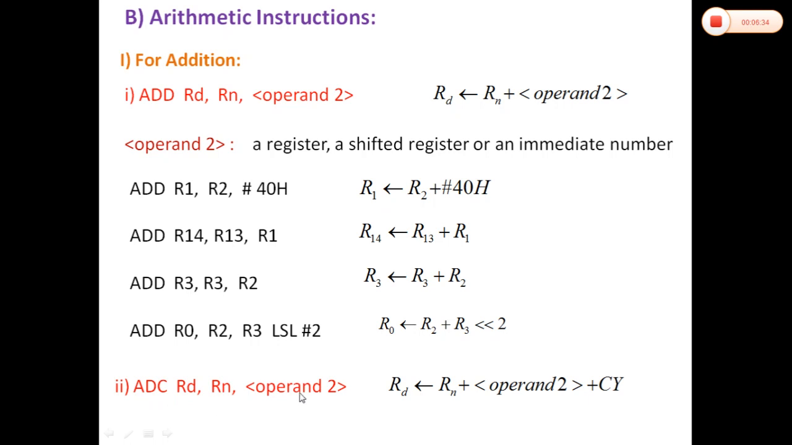Okay, the next instruction for addition is addition with carry. It is identical to this, except that it also adds the carry bit during the addition. Therefore, in this case the instruction will work like this: it will add operand 2 to Rn along with the carry bit and the result will be stored in the destination register Rd. So these are the instructions for addition: addition without carry or addition with carry.